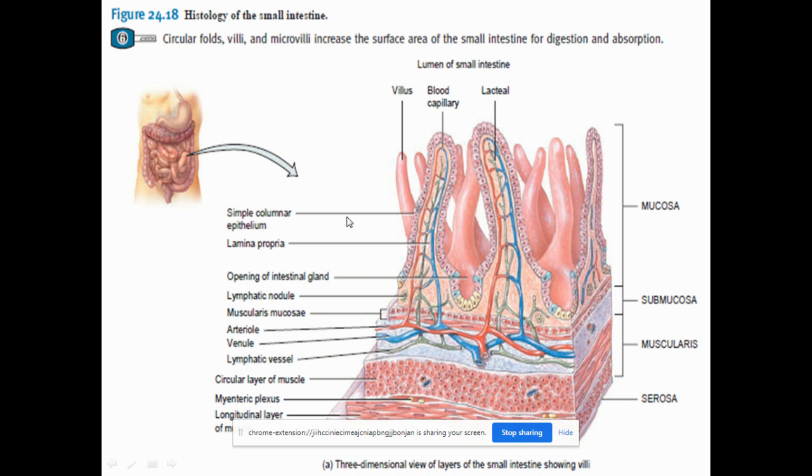So mucosa is made up of outermost simple columnar epithelial cells followed by lamina propria. You can see the lamina propria is inside, and it extends from the mucosal region into the submucosal region, and this is the place where the microvilli are present. The arteriole, venule and lymphatic vessel of the microvilli flow into the lamina propria of each and every microvilli. So this is a very important region, that is the lamina propria.